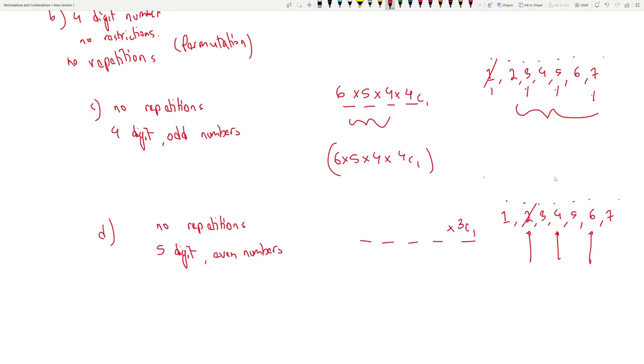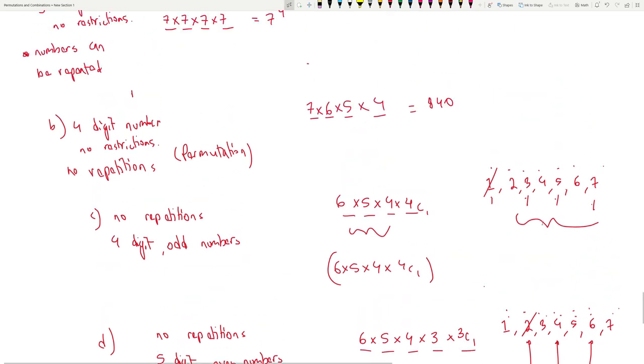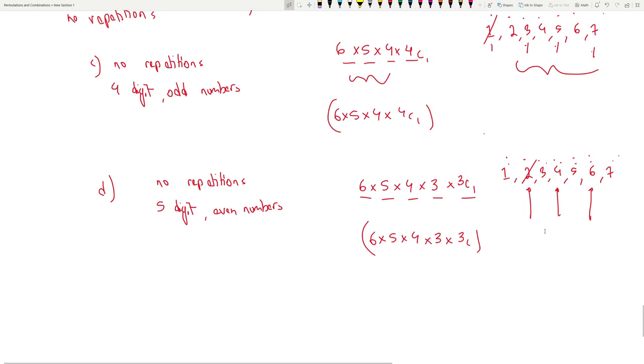Suppose you used up 2. 1, 2, 3, 4, 5, 6. You have 6 options. So 6 options, 5 options, 4 options, 3 options. So that's 6 into 5 into 4 into 3 times 3C1 for choosing the even number at the end. Okay. So more or less this is what you'll face in numbers.